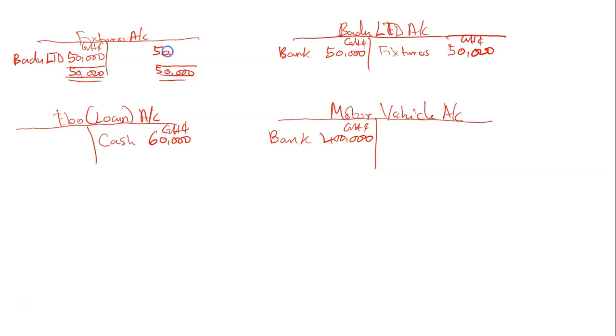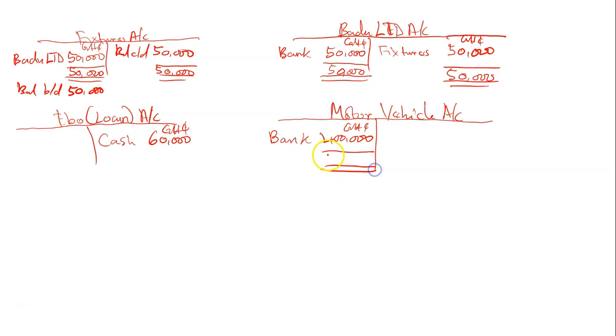So the balance carried down will be 50,000. Then the balance brought down will be what? 50,000. Then when we come to this side, the total of the debit side is equal to the total of the credit side, isn't it? So it is self-balancing, okay?